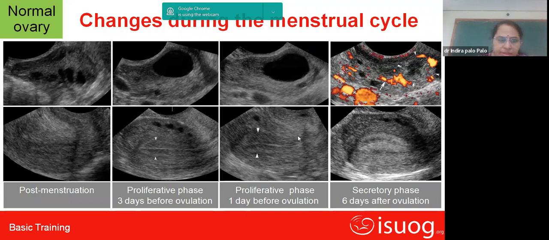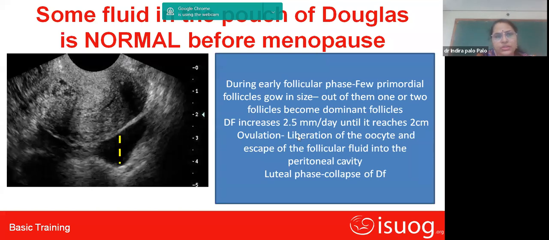Similarly, as per the ovarian changes, the endometrium also goes into the pre-ovulatory three-layer pattern, and after ovulation it becomes hyperechoic and trilaminar, suggestive of ovulation and the secretory phase of the endometrium. So not only the ovary, the endometrium also changes throughout the menstrual cycle. After ovulation, you can have some amount of fluid in the pouch of Douglas, and that is normal.